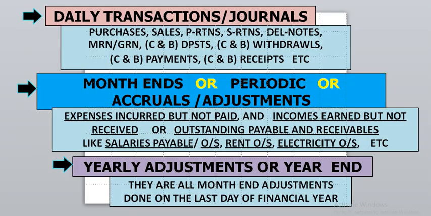And the last one is year-end adjustments. The year-end adjustments are the same adjustments done on the last day of the month, but these are done on the last day of the financial year. That is March 31st, with reference to Indian statutory taxation. In other countries they are done on 31st December, but in India, 1st April to 31st March is the financial year or the accounting year. So this was about the year-end adjustments.